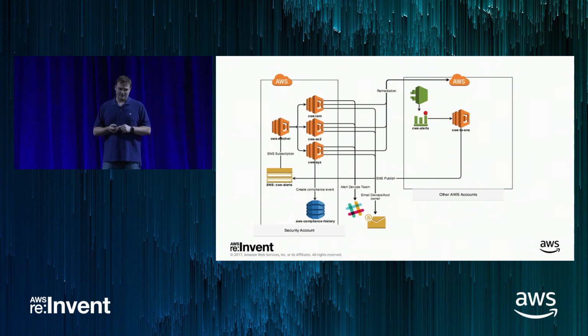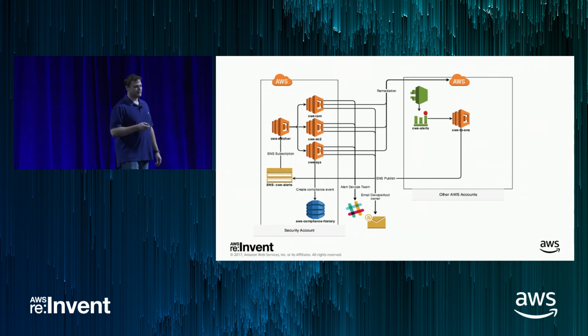So here's an architecture diagram of what this guardrail system looks like. On your left is the security account, the central security account. This security account is the account I mentioned before, and it's got a few components in it.